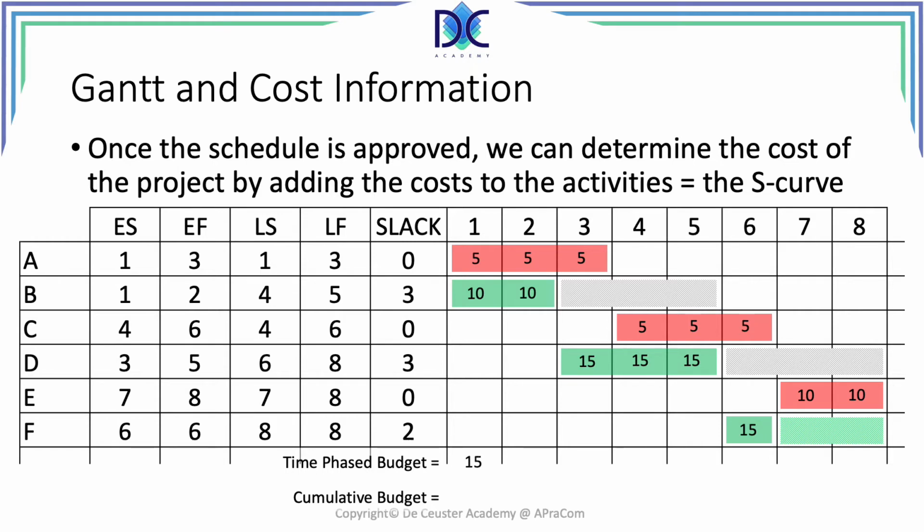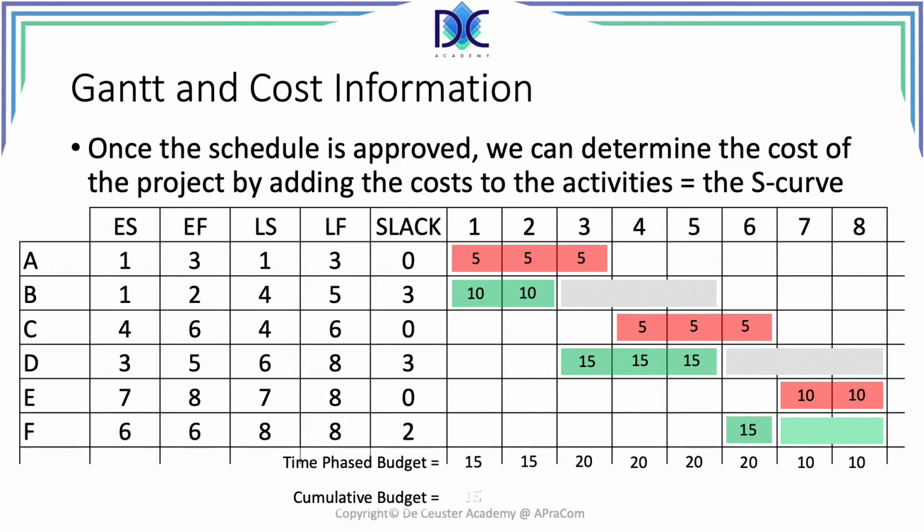So first of all, period 1, the time-phased budget, the budget expected to be spent in period 1 is 15. The budget expected to be spent in period 2 is 15. And then we continue. For 3 it's 20, 4 is also 20, up till 6 it's 20, and then the last 2 periods it's only 10. So basically this gives us the time-phased budget, and it gives us an idea how much money we are expected to spend during the different periods.